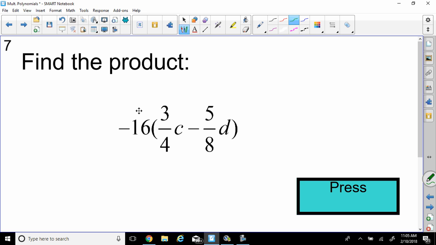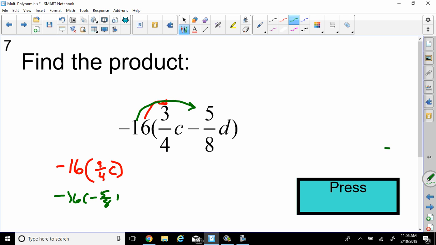Here's another one, and this one has fractions, so don't let fractions fool you. I'm just going to set it up for you. We're going to distribute a negative 16 times 3/4 c. So now you just have to multiply a negative integer by a fraction. You can use your calculators this year to help you out. And you're going to multiply negative 16 times the negative, or minus, 5/8d. I'm not going to give you the answer. Hopefully you can do that on your own. Okay, so let's move on.